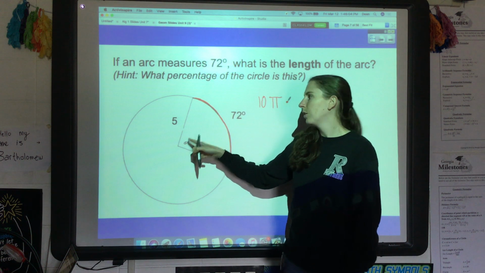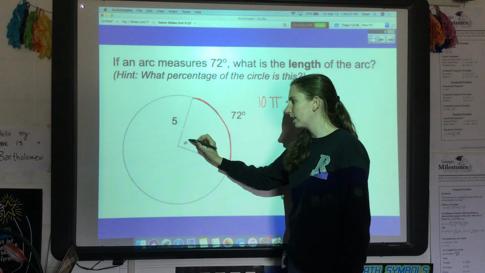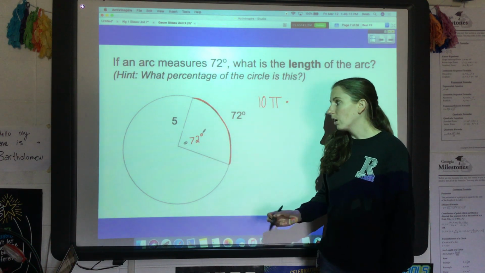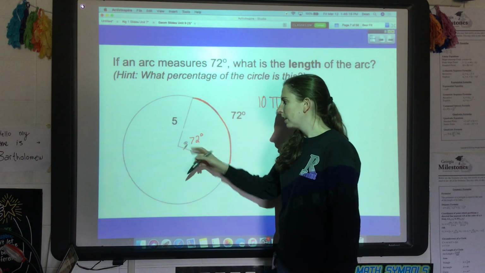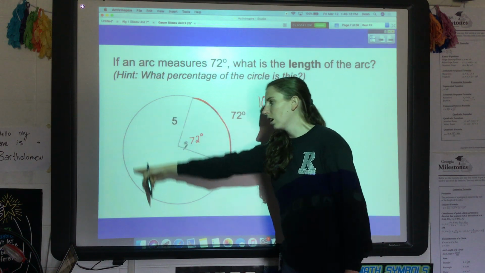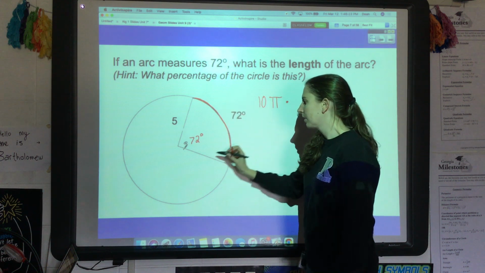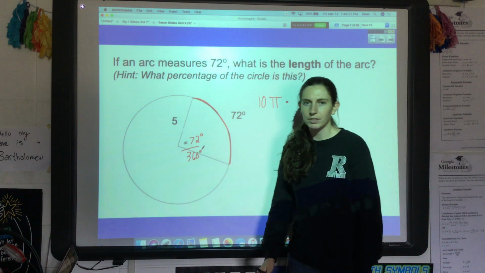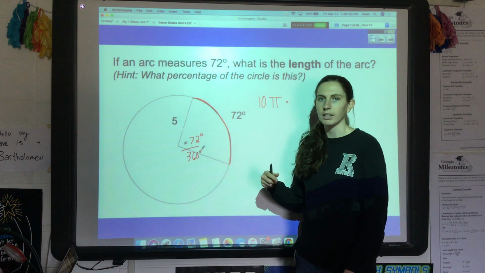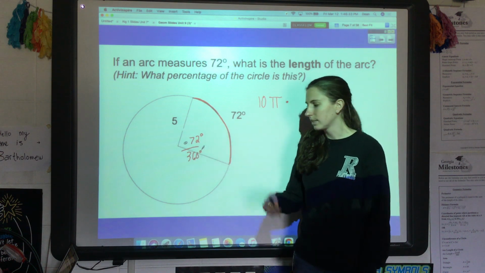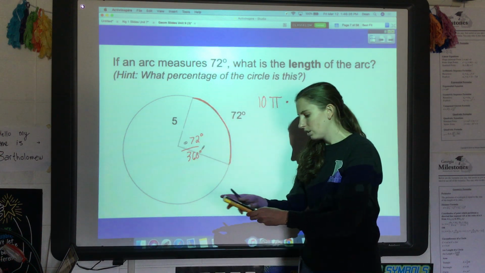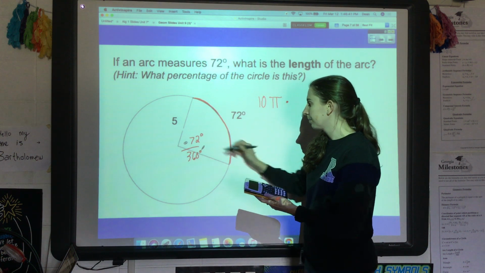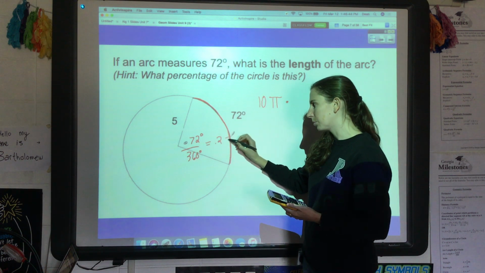Remember that the central angle matches the arc measure. So if the arc is 72 degrees, the central angle is 72 degrees. And we also know that the entire circle, either the entire central angle or the entire arc measure, is 360. So if I want to find what percentage of the circle this is, I'll just divide the 72 out of 360. And let's see what that is. 72 divided by 360 is 0.2, or a fifth. Either way, you could put it as a decimal or a fraction.